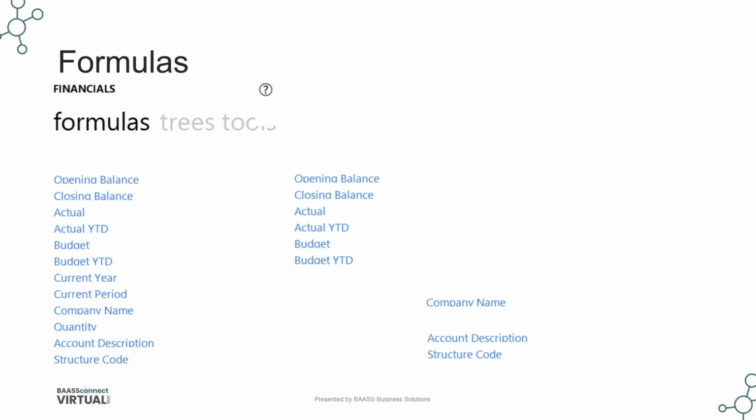these ones are optional. These ones are to supplement functionality such as dynamic account ranges. If you don't need to use dynamic account ranges, the structure code and account description are likely not required. Company name, it's up to you whether or not you want the system to automatically pull the company name should you have multiple databases. Okay, but these 3 are what I consider as optional with potential usage.